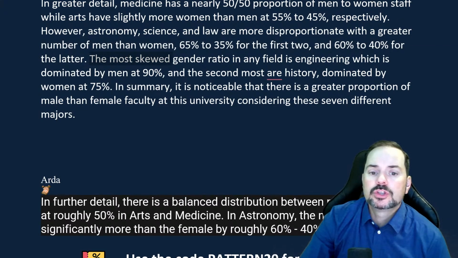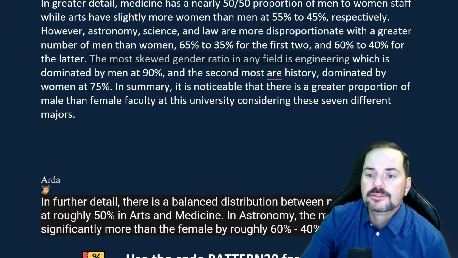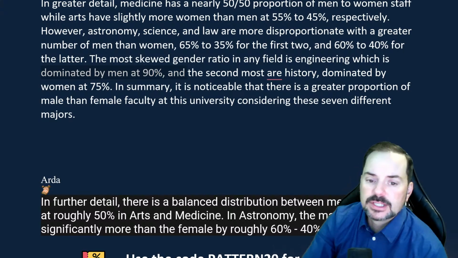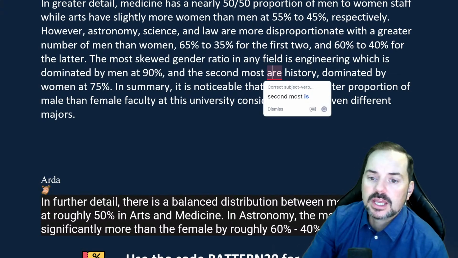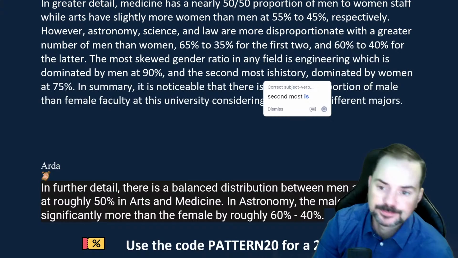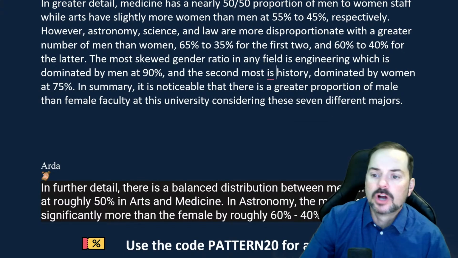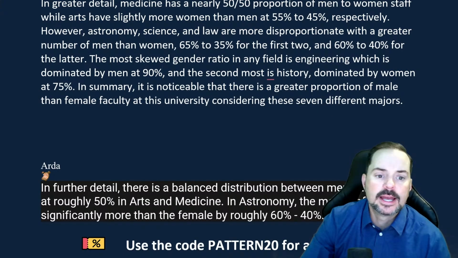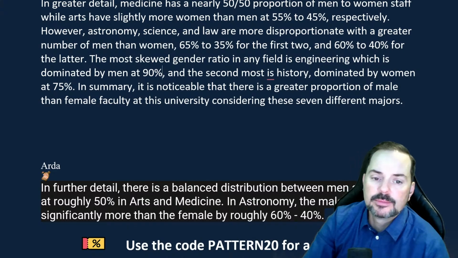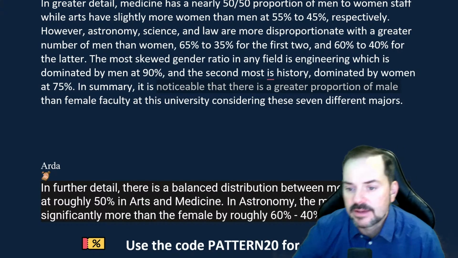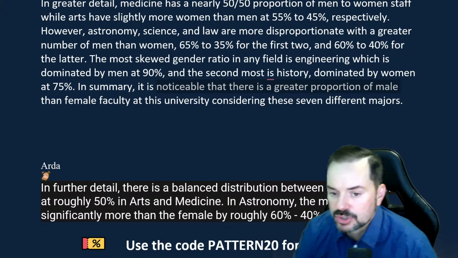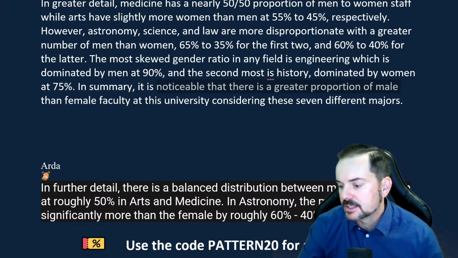The most skewed gender ratio in any field is engineering, which is dominated by men at 90%, and the second most is history, dominated by women at 75%. In summary, it is noticeable that there is a greater proportion of male than female faculty at this university, considering these 7 different majors. Okay, that makes sense.